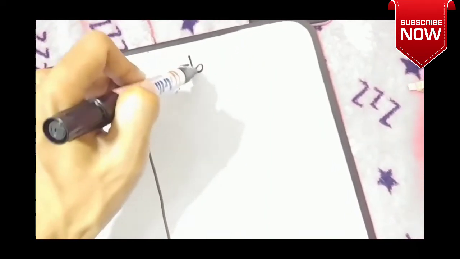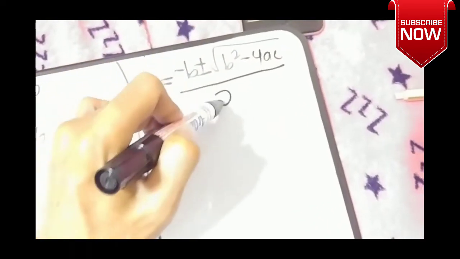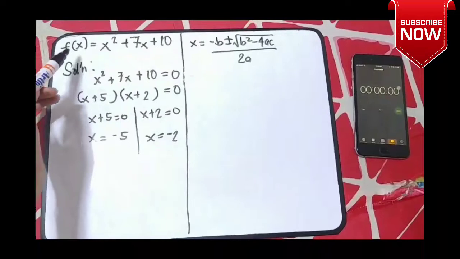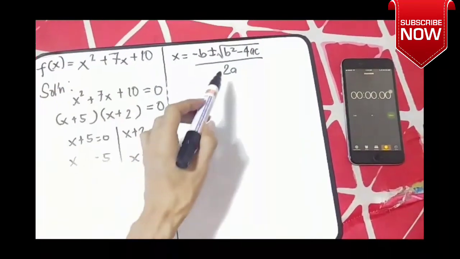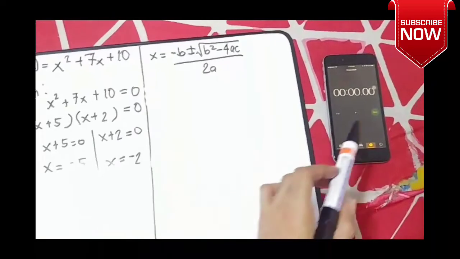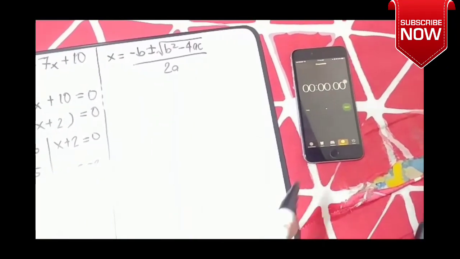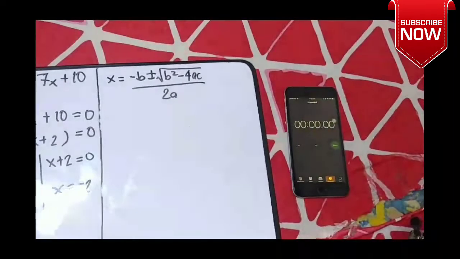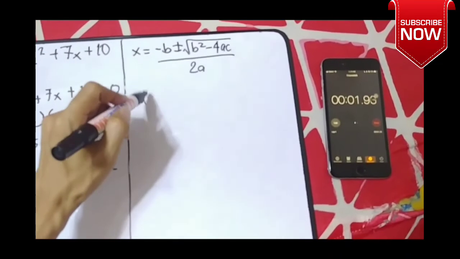That is negative b, positive negative square root of b squared minus 4ac all over 2a. Alright. This time, isosolve natin ang equation na f of x is equal to x squared plus 7x plus 10 gamit ang quadratic formula. But this time, gagamitan natin ang stopwatch para malaman natin kung gaano kabilis ang ating solution. Okay.